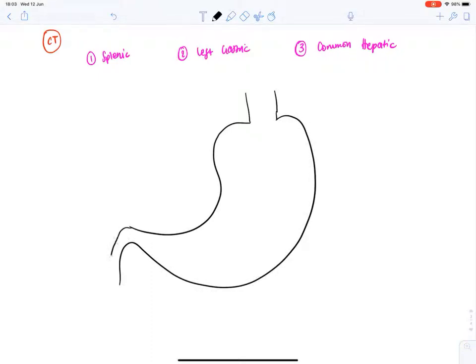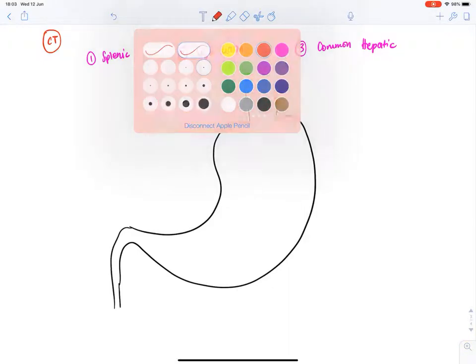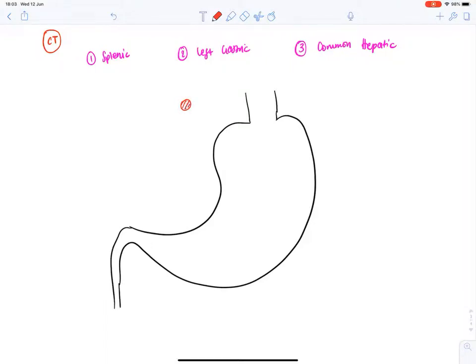That's our rough sketch there. As I said, this is not anatomically correct. The stomach does not look like the drawing. So the celiac trunk is an unpaired artery from the abdominal aorta.